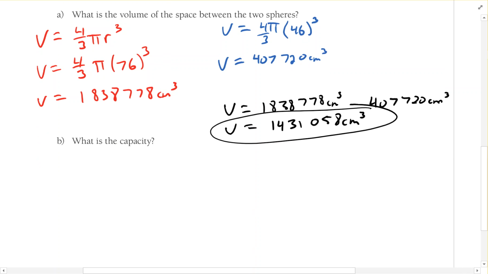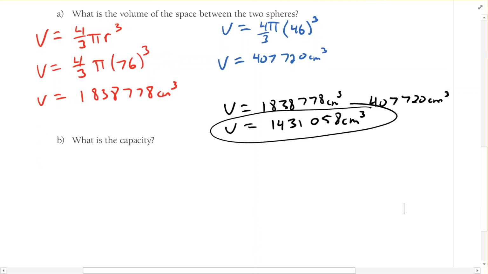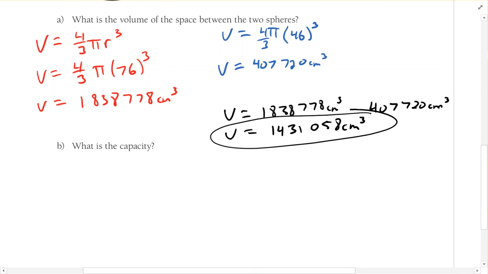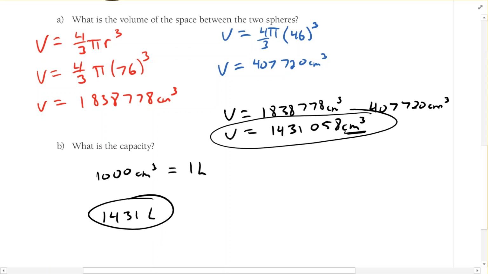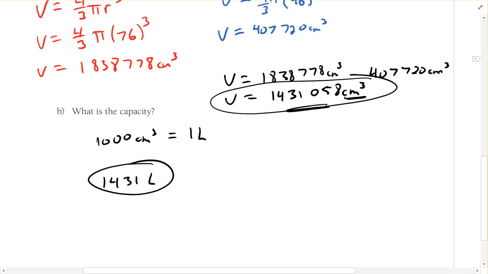All right, what's a capacity? So we're talking about just how many liters can go into that. Well, that's going to be pretty easy. All we need to do is just divide by 1,000, because it's already in centimeters cubed. Now remember, there are 1,000 centimeters cubed in 1 liter. So we're just going to divide that by 1,000, and you would get that for an answer. All right, moving on.